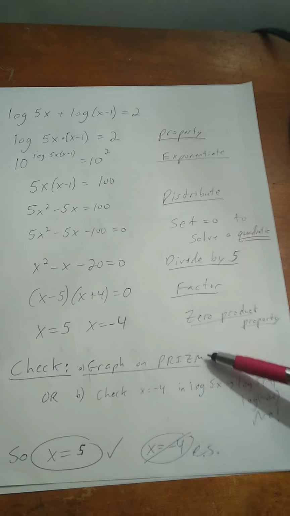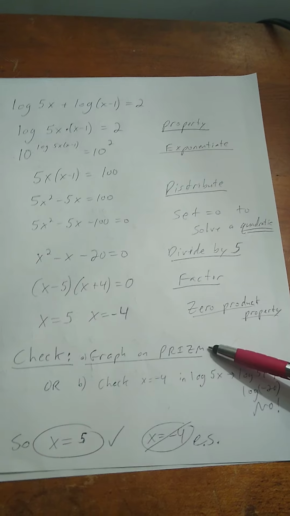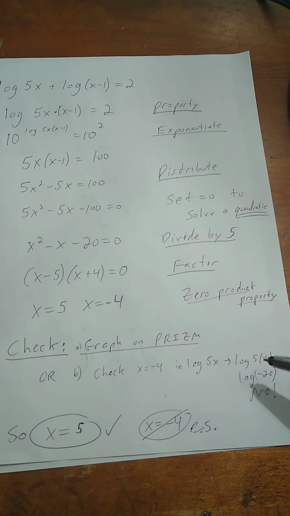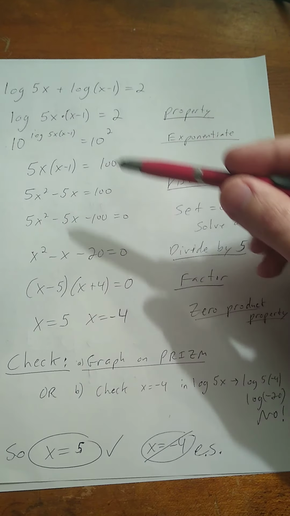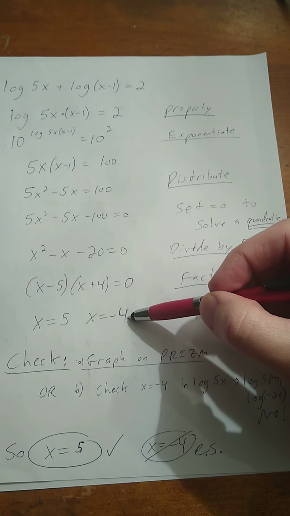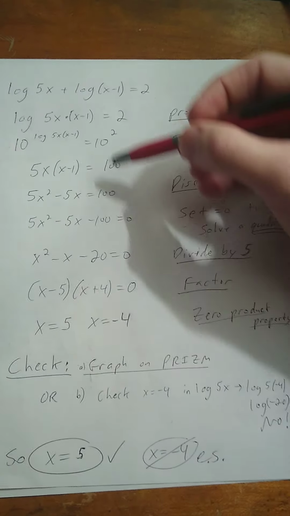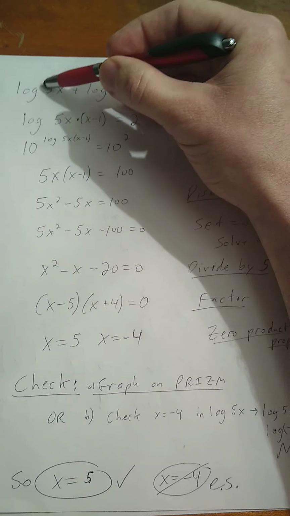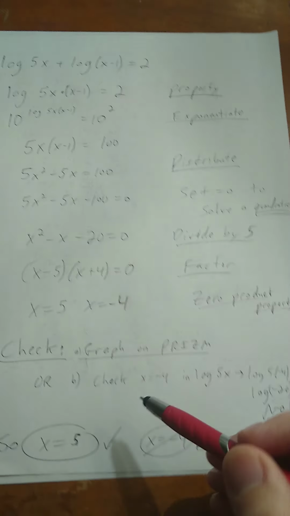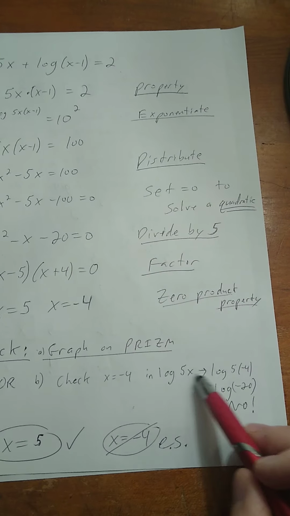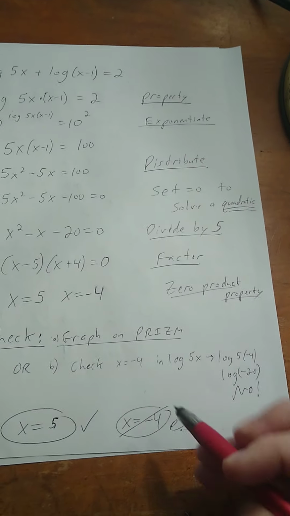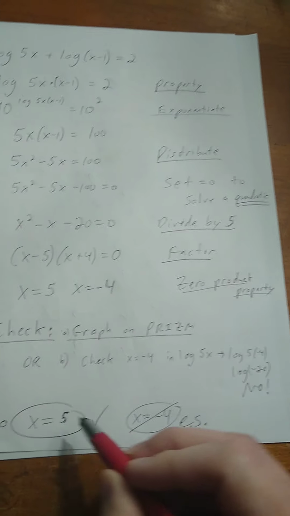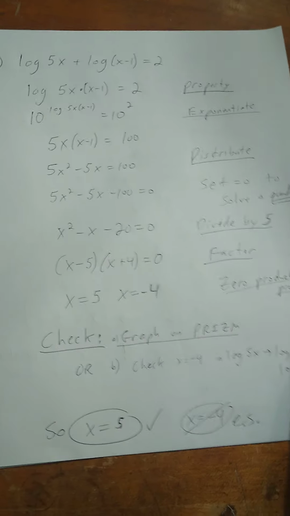We're going to check this on the Prism, just like we did before, or I can also check just by looking to see what it would give me. Now 5 will work when I plug it in, but I know a log cannot take the logarithm of a negative. So if I plug negative 4 into that first logarithm, I get log of 5 times negative 4, log of negative 20. No, you cannot take the log of a negative. So negative 4 is extraneous. 5 works.